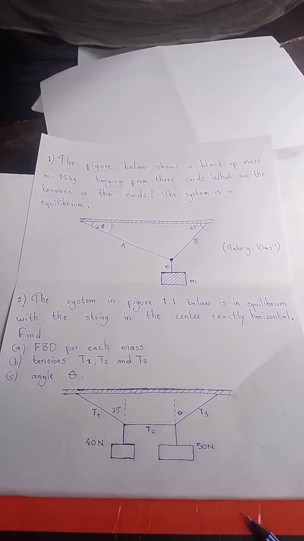So here with me, we are doing two very interesting questions on equilibrium. So what does it mean? When a body is in equilibrium, it simply means it's not moving. So we should note that when it's in static equilibrium, the forces acting upwards should be equal to the forces acting downwards, and also the forces acting towards the left should be equal to the forces acting on the right.